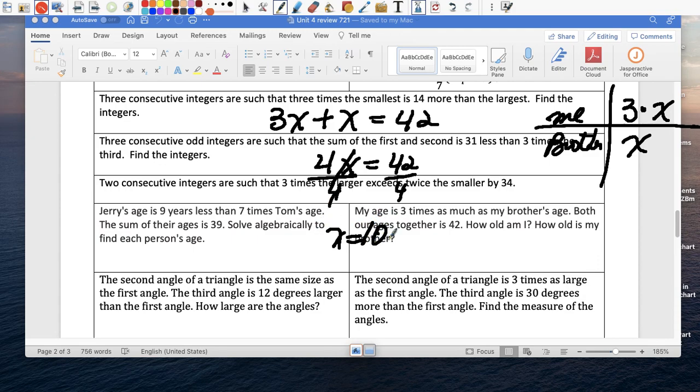X equals 10.4. 10.5, sorry. That means my brother is 10 and a half years old, which means I am 31 and a half years old. Okay.